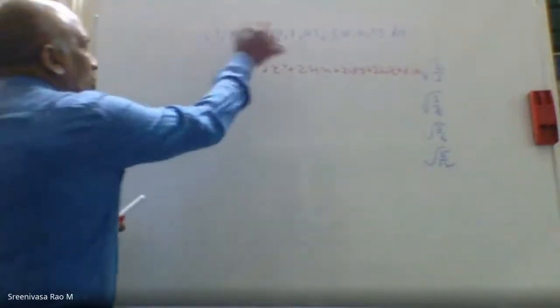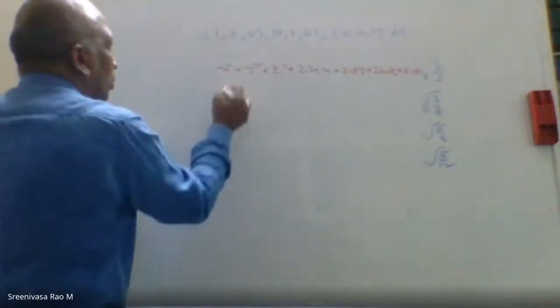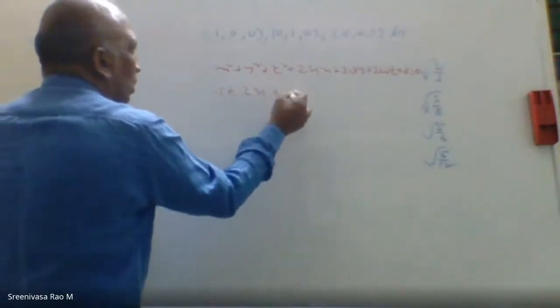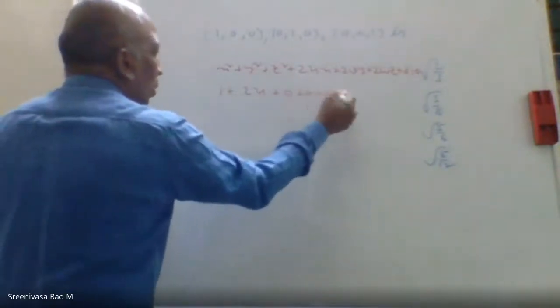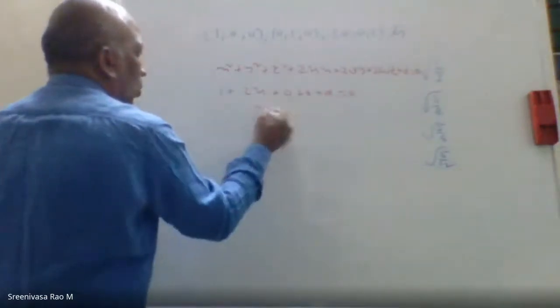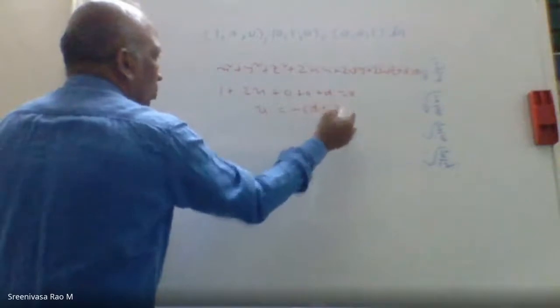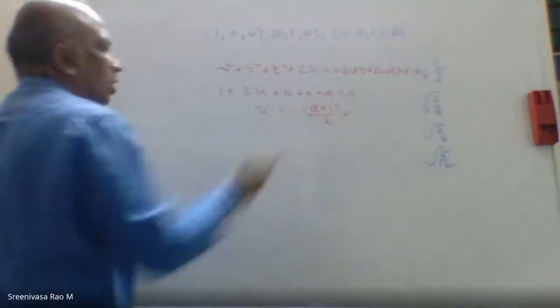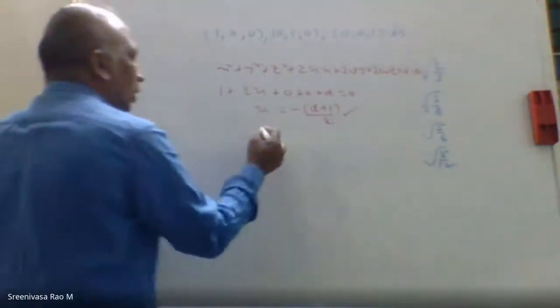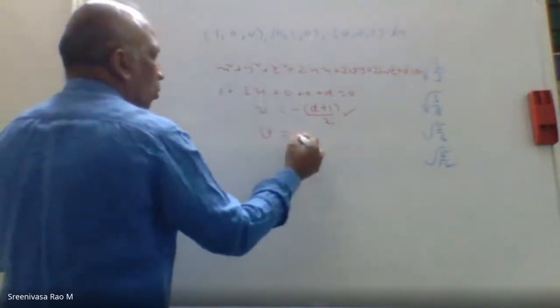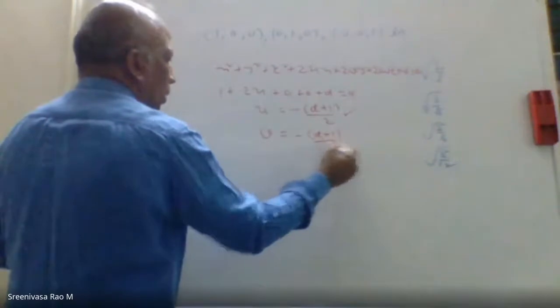Since it passes through (1, 0, 0), you will get 1 plus 2u plus 0 plus 0, everything else will be 0, plus d equal to 0. So u is equal to minus of (d plus 1) by 2, if you transfer. And similarly, if you pass through (0, 1, 0), you get v is equal to minus of (d plus 1) by 2.